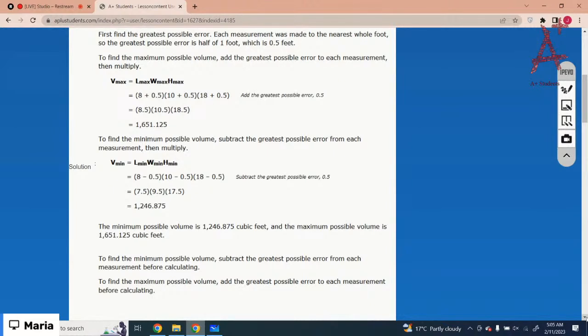So you have to calculate the same way the minimum possible volume. You can just subtract 0.5 from each value, then you have to multiply them. Got it? That means the minimum is this one and the maximum is this one. So to find the minimum volume, subtract the greatest possible error from each measurement before calculating.